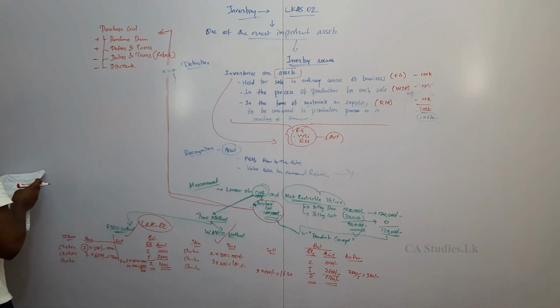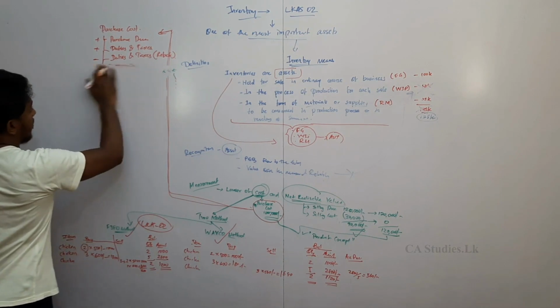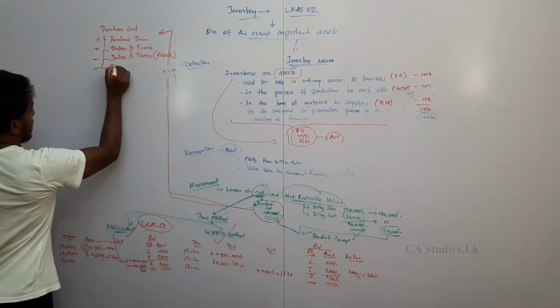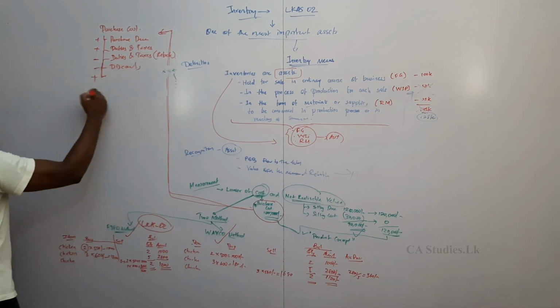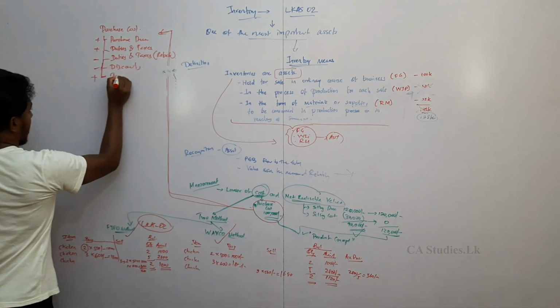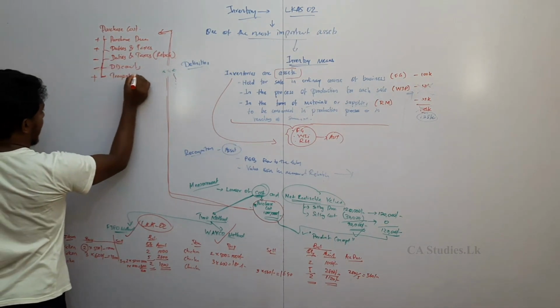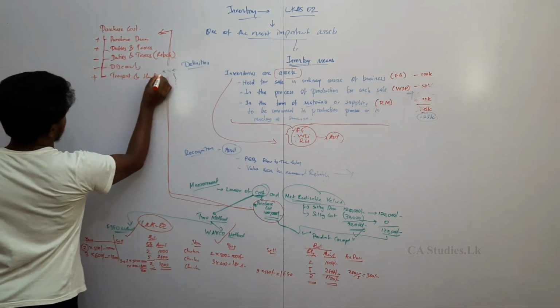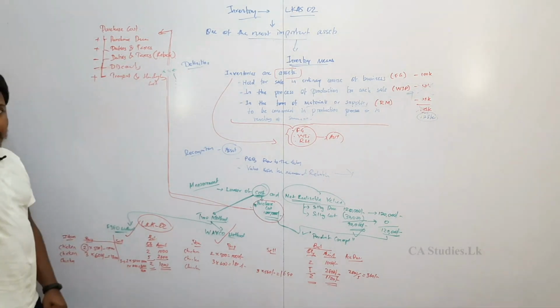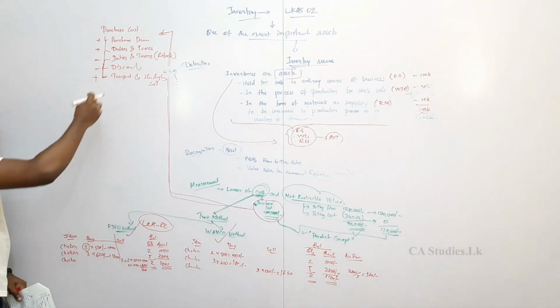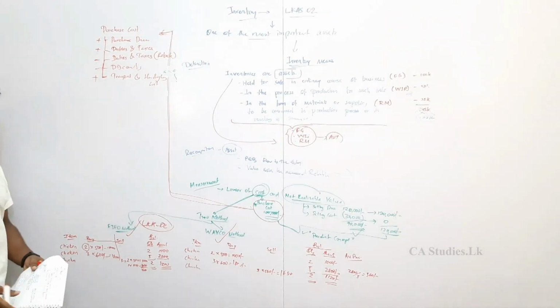So plus items, discounts. Now once we purchase the goods, we have to transport those goods to our place. So transport and handling cost will be added. Don't follow our study pack's step. Follow this step because this is practically how we can think, right?